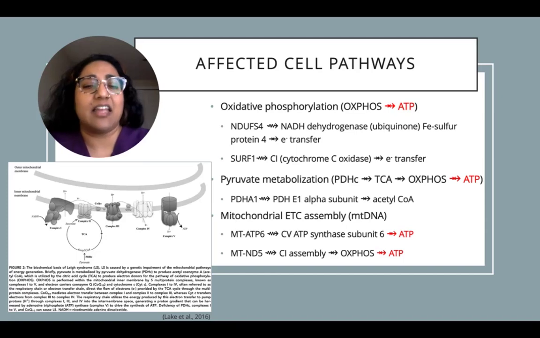MT-ND5, like NDUS4, codes for a subunit of NADH dehydrogenase. A defect in ND5 will similarly disrupt the transfer of electrons from NADH to ubiquinone and the cell's ability to generate ATP, which is the common final result of dysfunctions in components of any of these pathways.